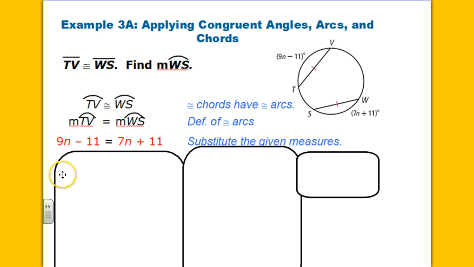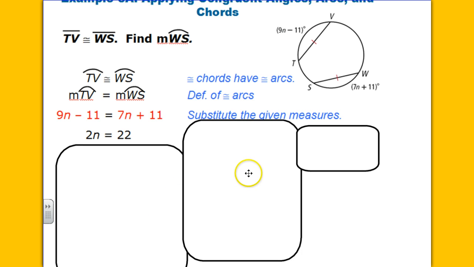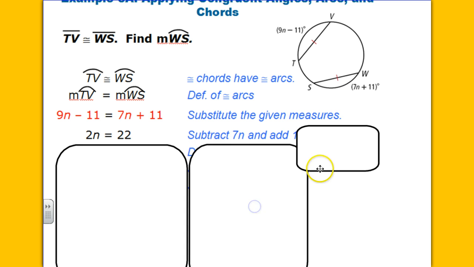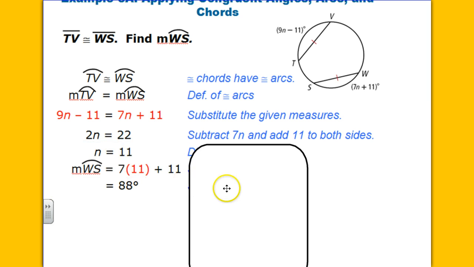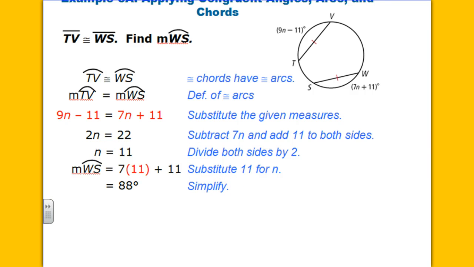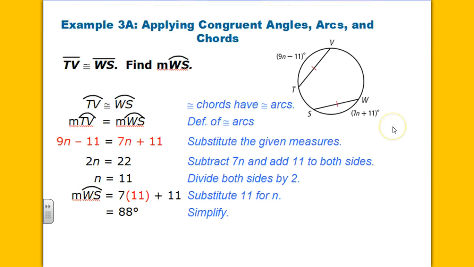So we subtract 7n, we add 11, and we end up with 2n equals 22. So what does n equal? That's right, n equals 11. So we're supposed to find the measure of arc WS. So what do we need to do now? Substitute 11. And when you do, we know that that arc equals 88 degrees. So what else equals 88 degrees? You got it, arc TV as well.